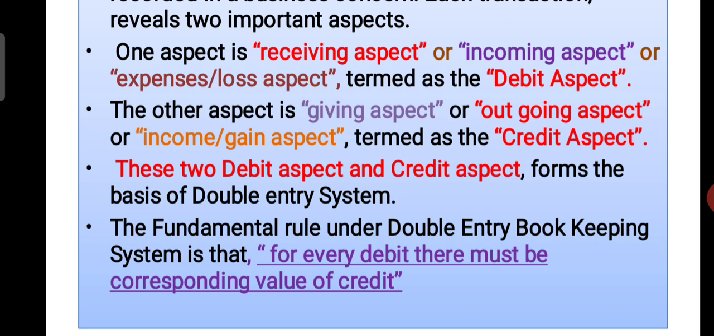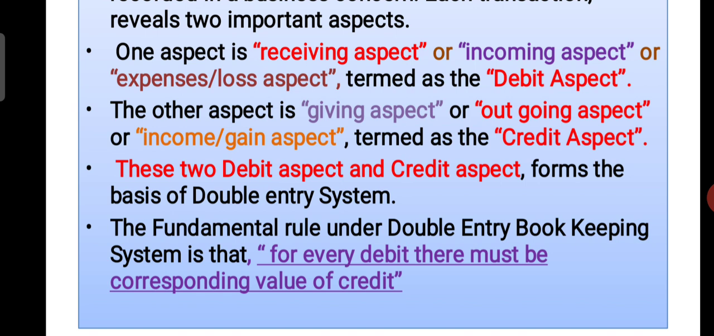So how can we understand receiving? As a business person, if you receive anything from outsiders, then you become a receiver. So that is the receiving aspect. If you give something to someone else, an outsider, the other person is receiving something from you, so it is called a receiving aspect from the other person's point of view.